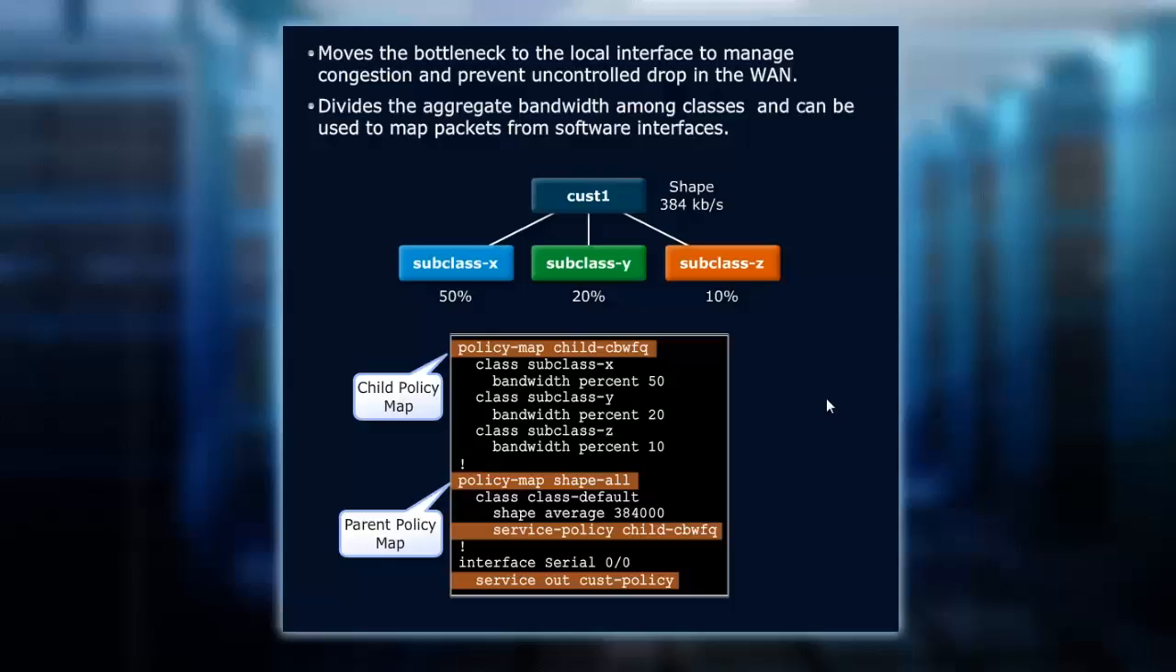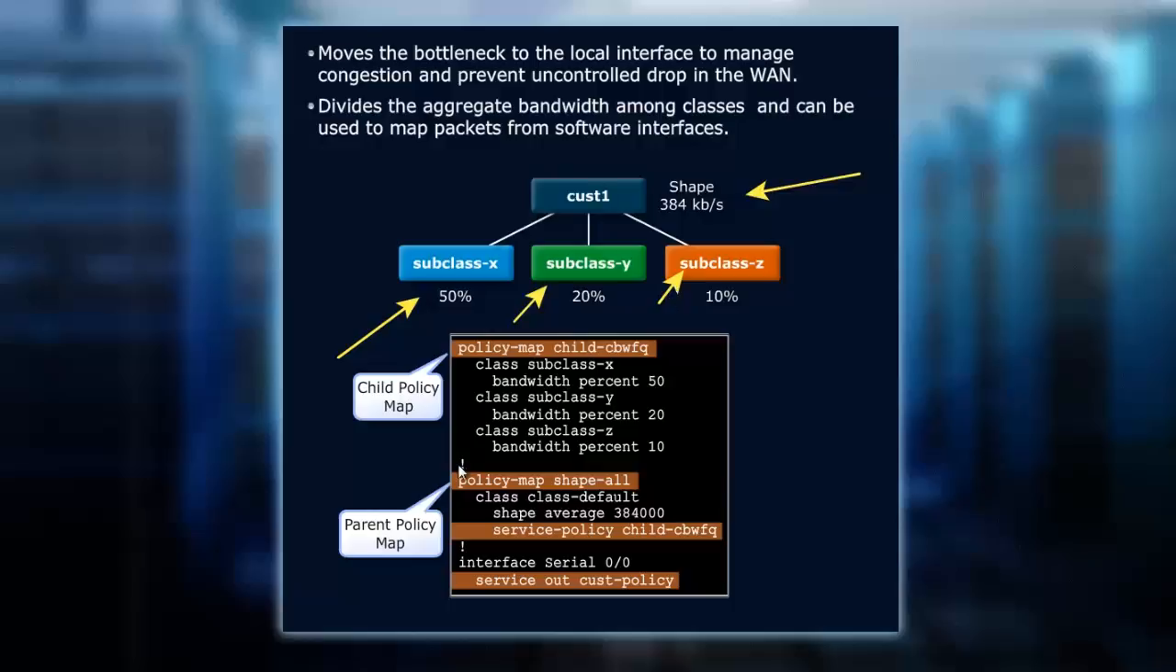Looking at this, we're seeing that the shape is 384 kilobits per second, and we have these different classes: subclass X, Y, and Z. We're giving 50%, I'm thinking that might be mission critical traffic, and then 20% to subclass Y and 10% to Z. How would we do this?